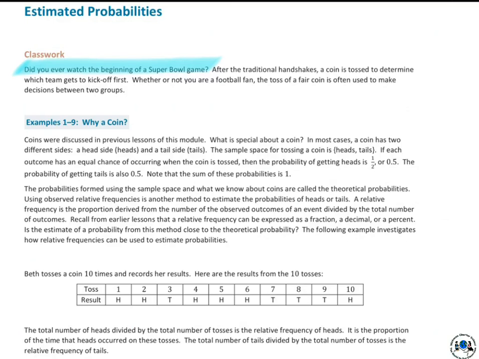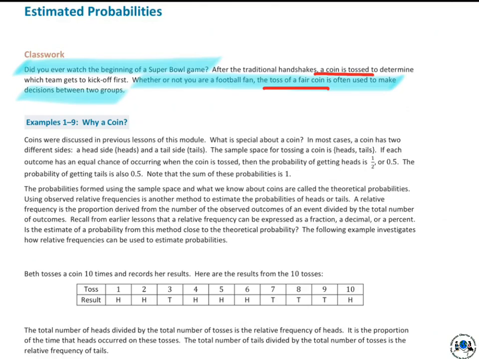Well, like any football game or pretty much any game, whether professional or not, a coin is tossed, and these coins are not just any kind of regular coin. When they have the Super Bowl, there's these gigantic coins, probably minted for that game only. But anyway, a coin is tossed to determine which team gets to kick off or receive. You can make your choice if you win the toss.